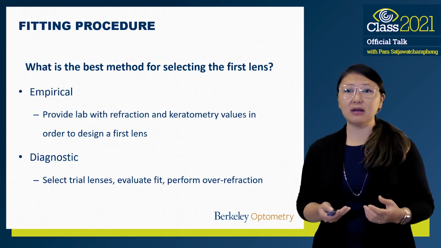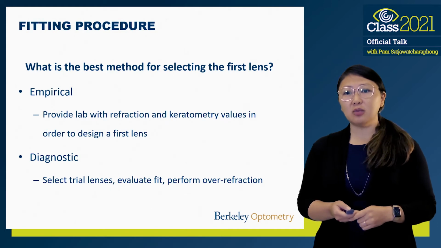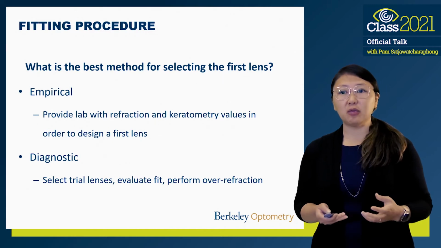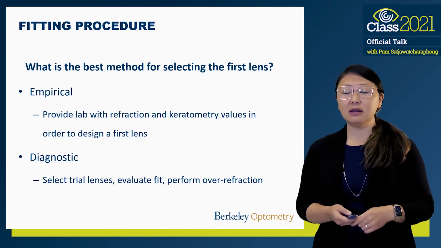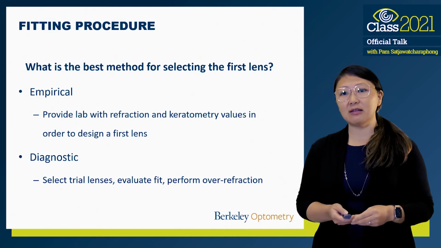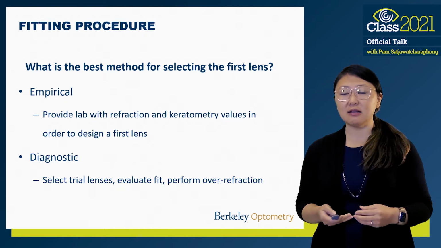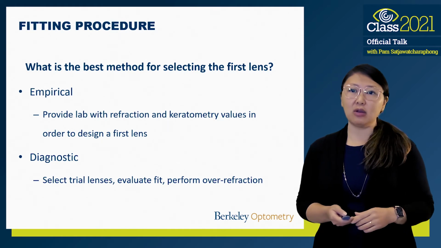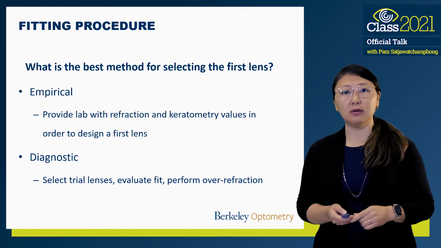Diagnostic is what we've done a lot in our clinic. We have a lot of trial sets available. And in this case, what we do is we will select a trial lens based off of the parameters that we've measured on the patient, find the best one after we've evaluated fit, and then perform an over-refraction and use this information to order a lens. I like this again because I like to be able to see how that lens is interacting with the lid, how it moves with the blink, which is not something you can do necessarily with an empirical fitting.